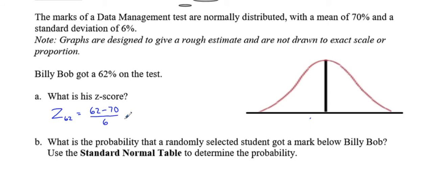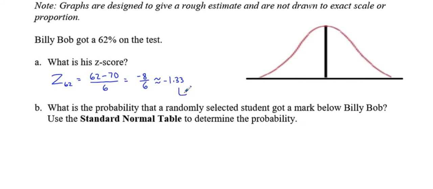Now you can do all of this work in your calculator, but you have to be careful: you don't just press 62 minus 70 divided by 6, because then it's not going to follow BEDMAS properly. So you have to do the 62 minus 70 first, which is -8, and then divide by 6. And that is approximately equal to -1.33. Your z-scores should always be rounded to 2 decimal places, and you'll see why in a minute.